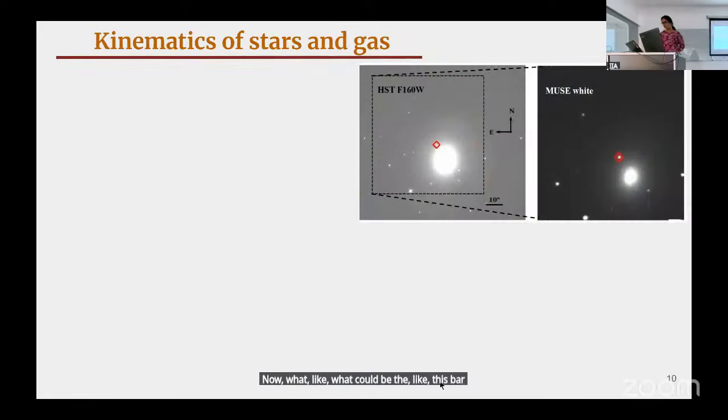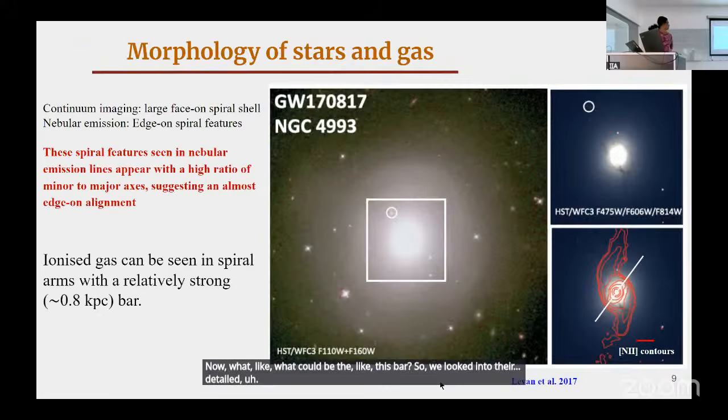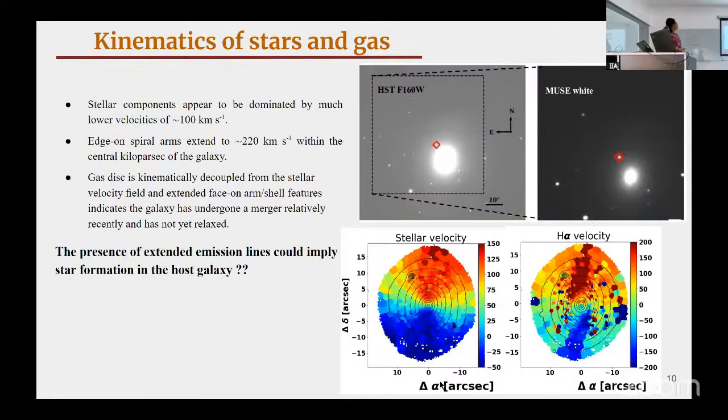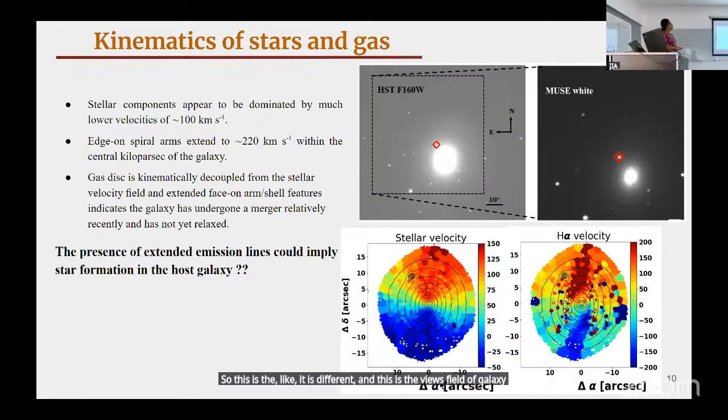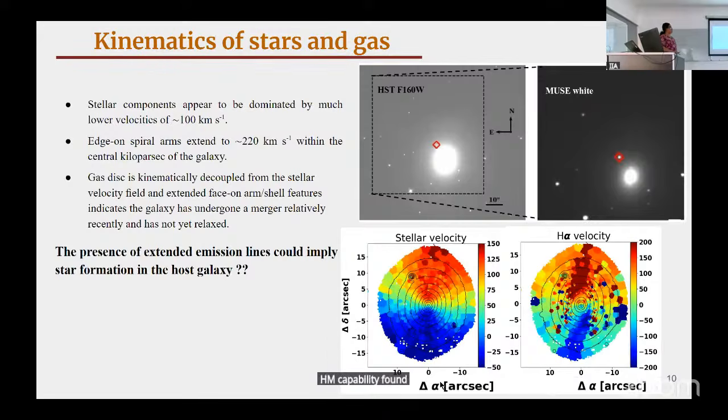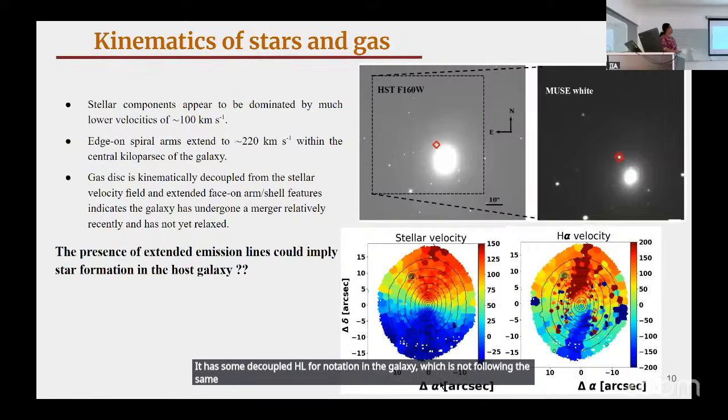So we looked into the detailed kinematics, and we found that, so this is the HST image, and this is the MUSE field of the galaxy, which covers the central region. Of course, not the shell part. And then we extracted the kinematics. Stellar kinematics shows nice rotation. The galaxy has very nice, disk-like rotation. Whereas in the H alpha velocity, we found some decoupled H alpha rotation in the galaxy, which is following the spiral pattern that we saw in the N2 emission as well.